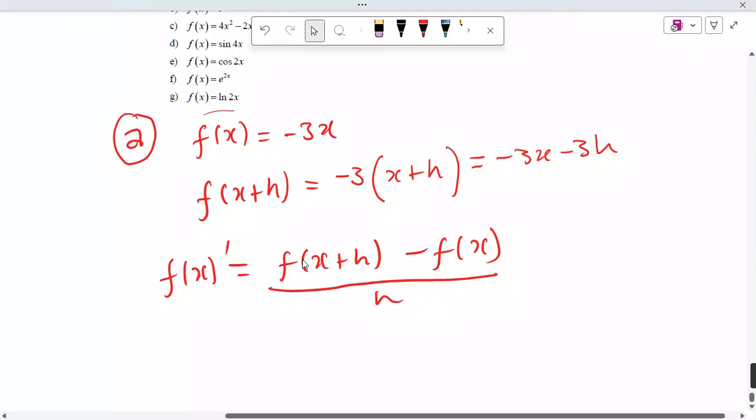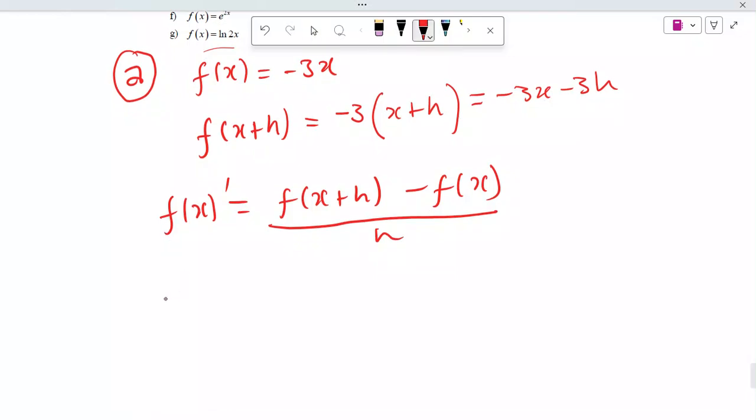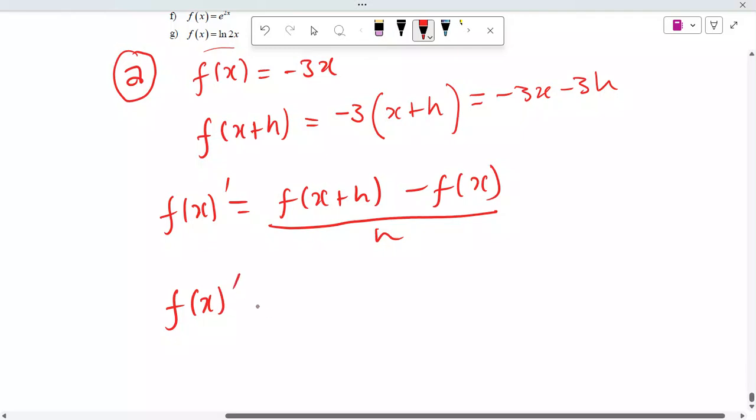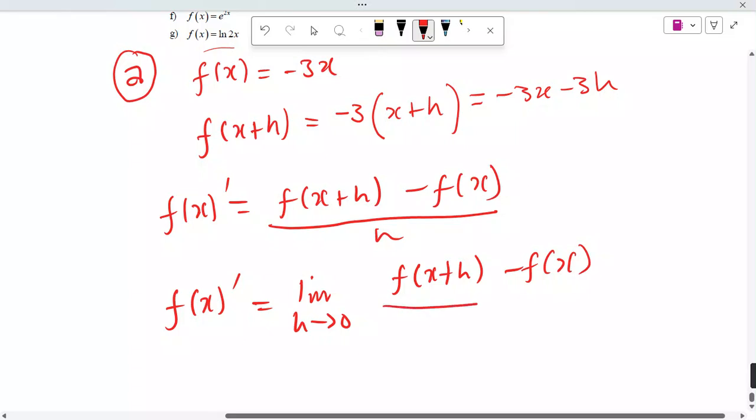Oh, I forgot one thing. Sorry. So this formula is written like this. It's the limit. You are taking the limit as h approaches 0, then f of x plus h minus f of x.